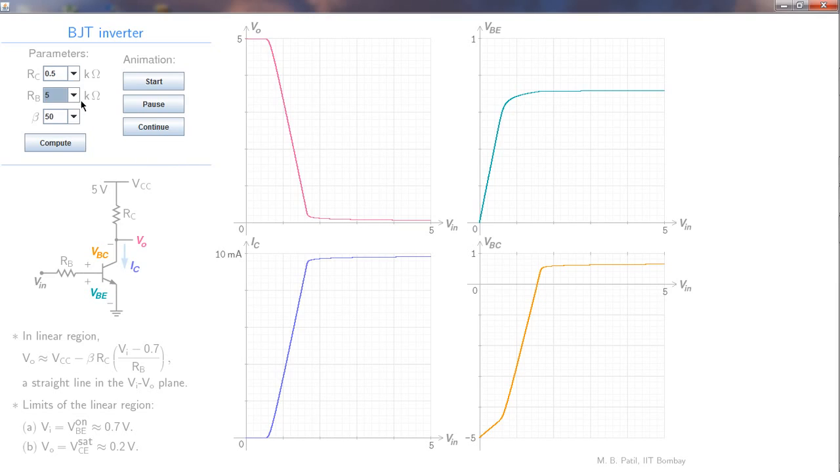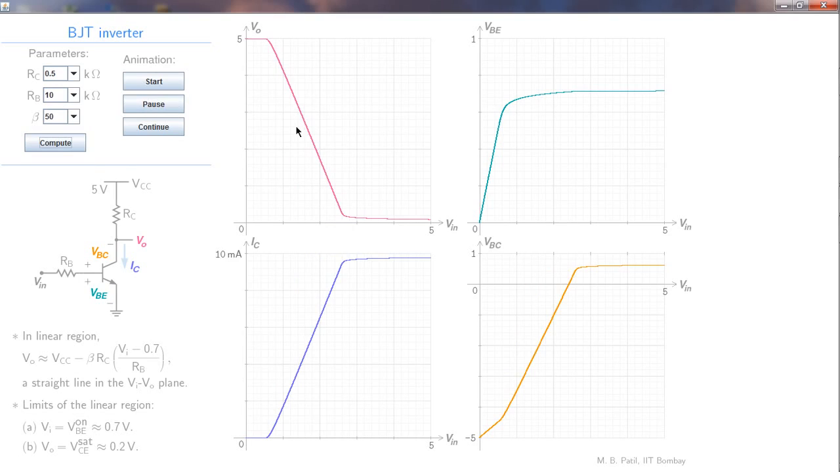Let us now look at the effect of RB. For example, if we change RB from 5K to 10K, what would happen? Let's look at this equation again. The slope depends on RB, beta RC by RB with a minus sign. And if RB is doubled from 5K to 10K, the slope will then become halved. So once again, this region will become less steep than it is now. And let's check that out. It does. And correspondingly, of course, the other curves will also change.